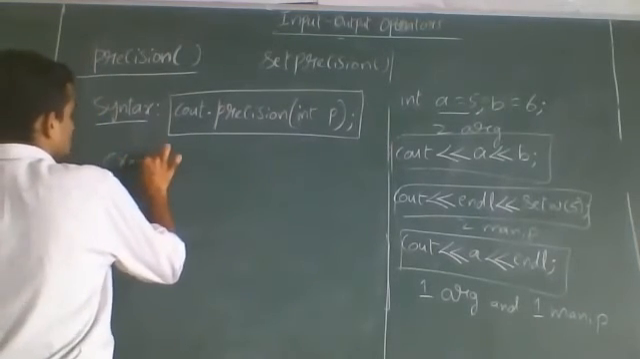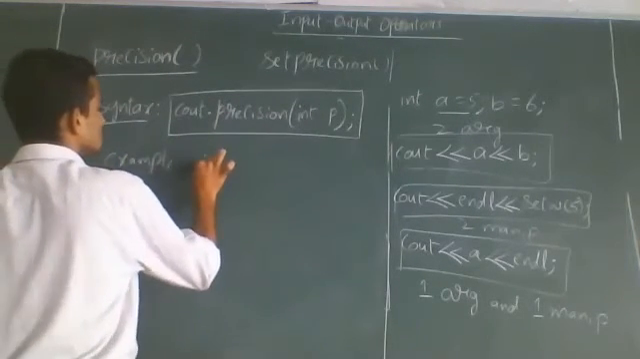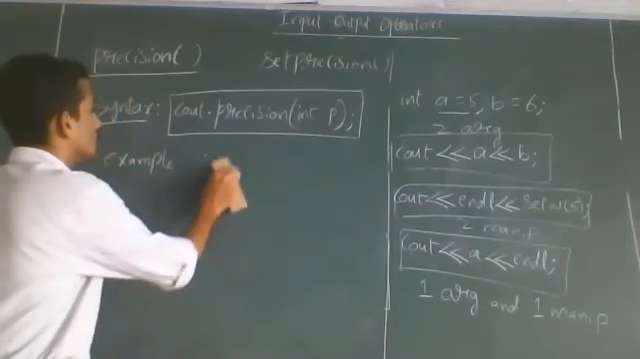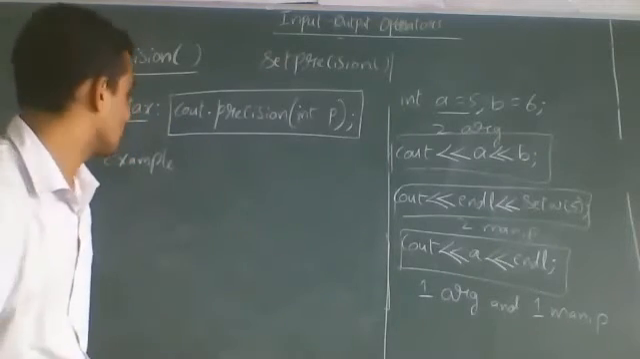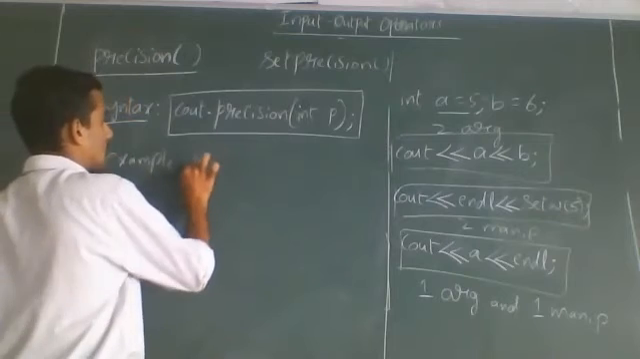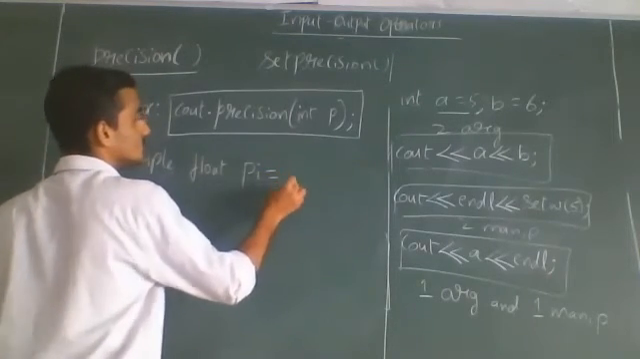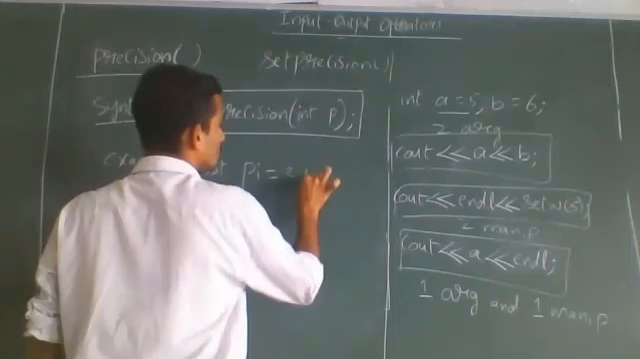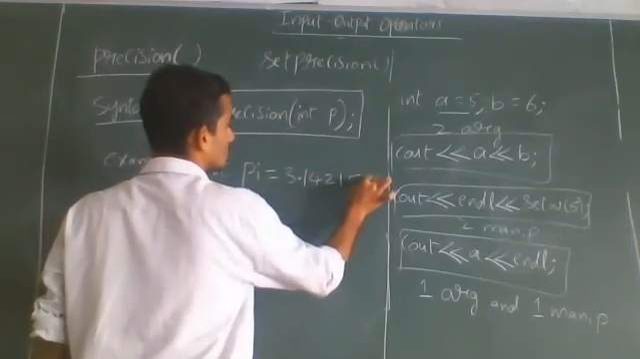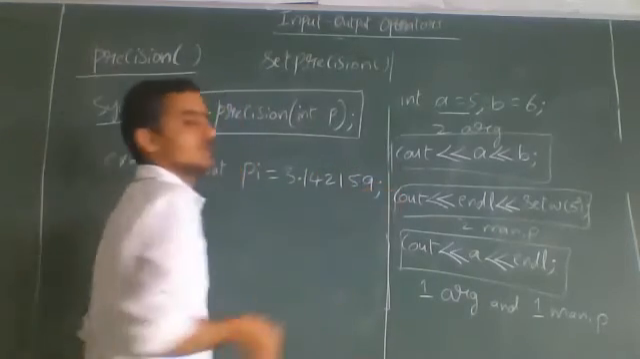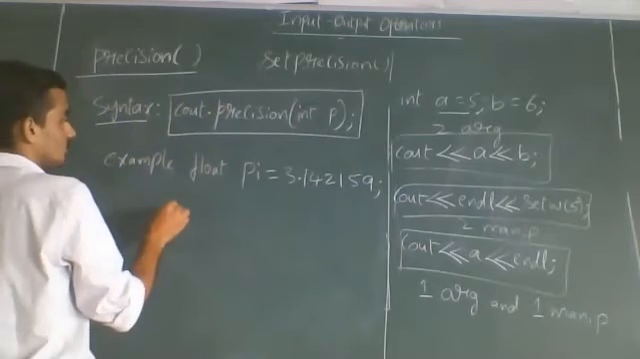For example, sorry, we have to use the float data type only. Consider the pi value, so 3.1415. Now we can apply the precision function.